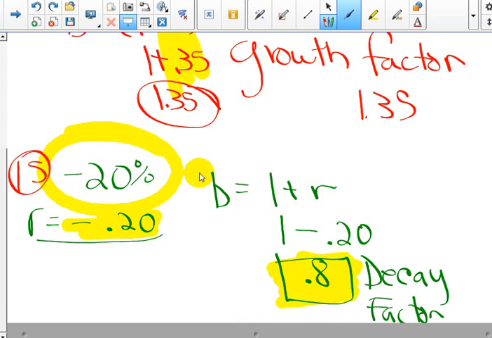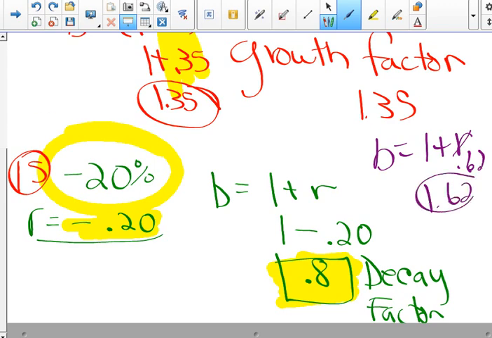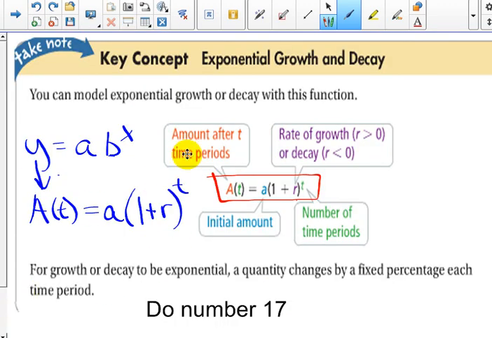All right. Now look at 16. We've got 62%. So what are we going to have? A growth or a decay? 62% is going to be growth. So B is going to be equal to what? 1.62. Yes, because you have B equals 1 plus R. R is 0.62. So it's 1.62, greater than 1, so it's a growth. All right, now let's look at the next problem quickly.